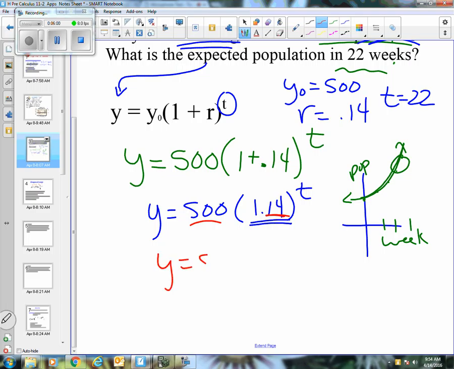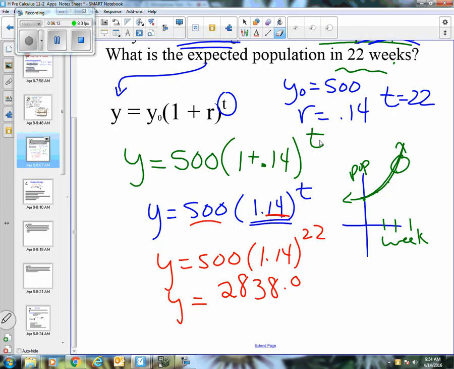So now what would it be after 22 weeks? Raise it to the 22nd power. Do that calculation, you come up with 2,838 and point, oops, sorry, that was the wrong number. Multiplying the wrong thing. It's 8930.5. Double check all of these on your calculator. If you need to, pause the video and calculate. It's really important that you try it yourself.